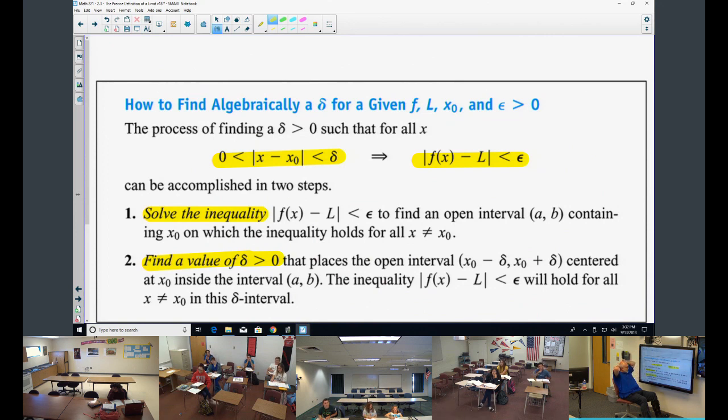And delta has to be greater than 0. Well, I guess delta could be 0. Okay? Anybody need more time on that?